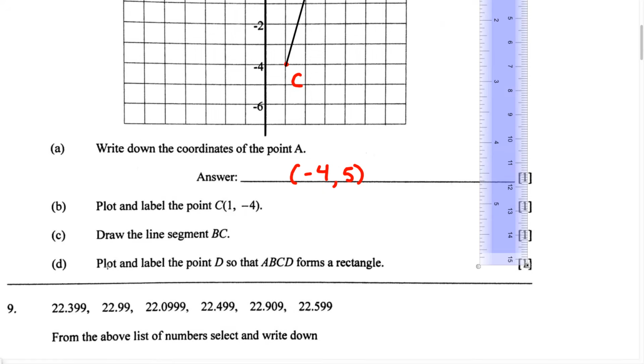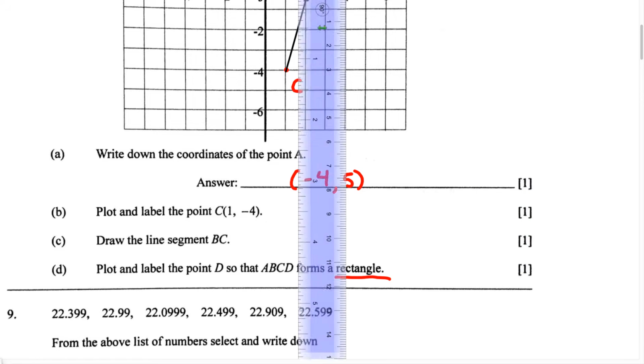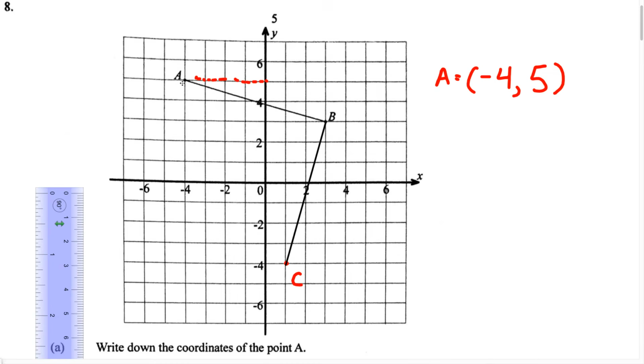Okay, now part D says, plot and label the point D so that ABCD forms a rectangle. This question wants us to plot and label a point that's going to be called D to form a rectangle. So because we started with the line AB and we went from B to C, we're just going to see how many places we move to get from B to C, and then we're going to do the same thing for A. So if we look at this, we can start at B.